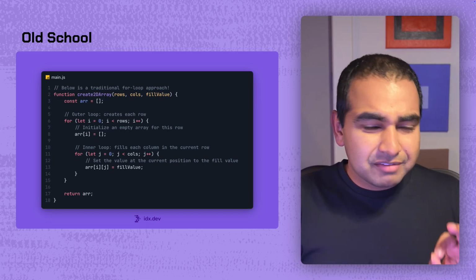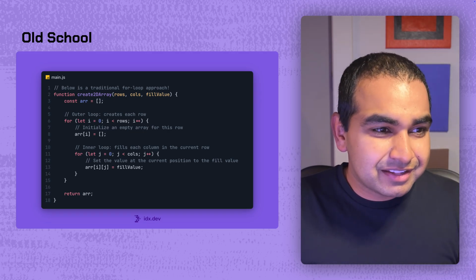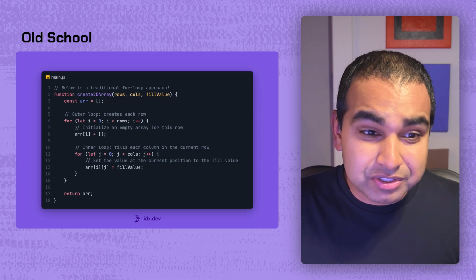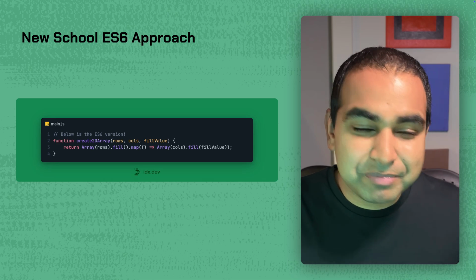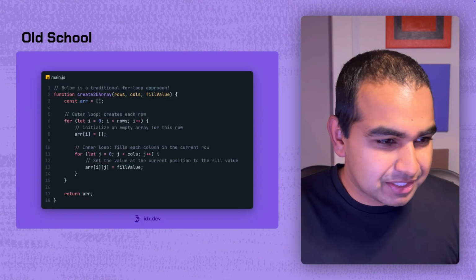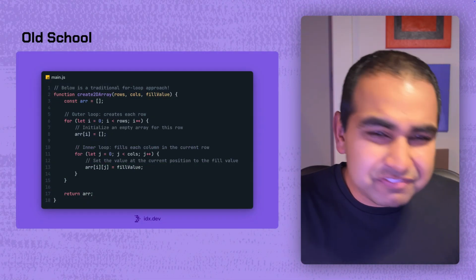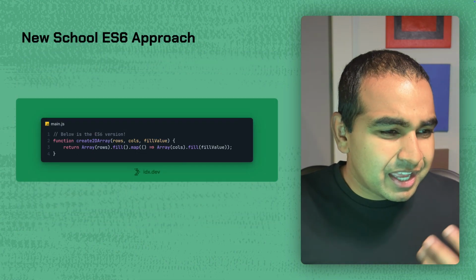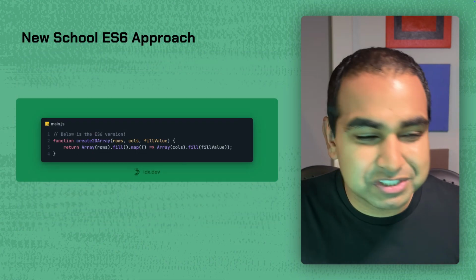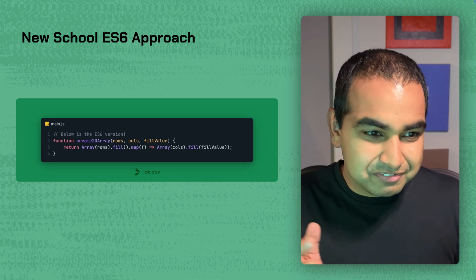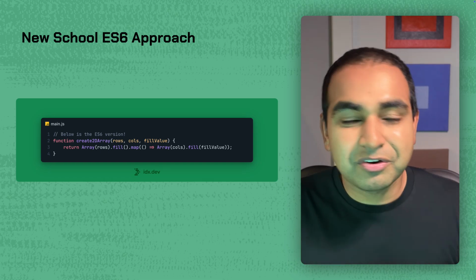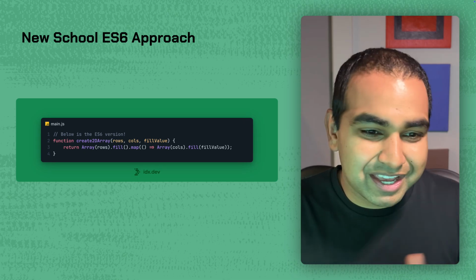Now, what this approach hides is that with ES6 and more modern JavaScript approaches, there is another way of doing the exact same thing that we showed earlier. So instead of about 15 lines of functional code, here we just have one line of functional code, where we return an array of rows, using the fill function and the map function to create the number of rows and columns.